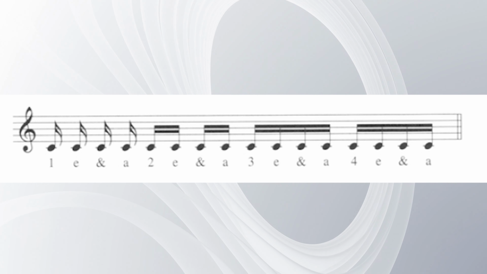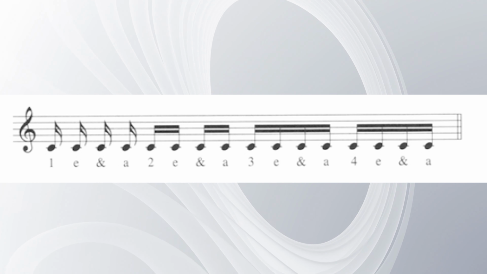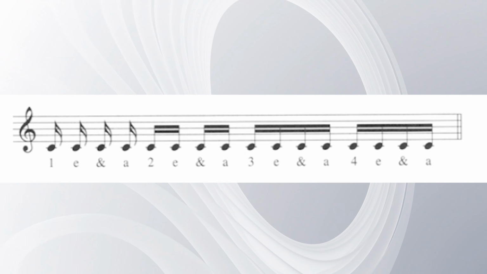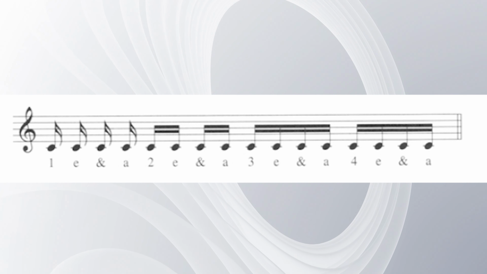When reading, it follows the pattern: 1 E and A, 2 E and A, 3 E and A, 4 E and A. Then a new bar starts, and so forth. Now let's talk about dotted notes. When there's a dot after a note, it makes the note last half again as long.